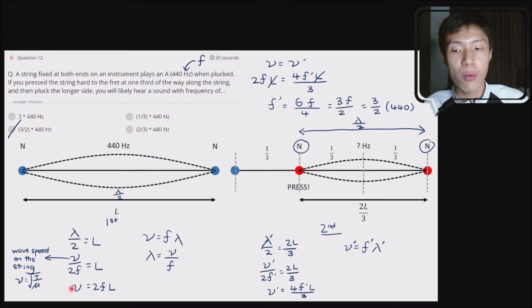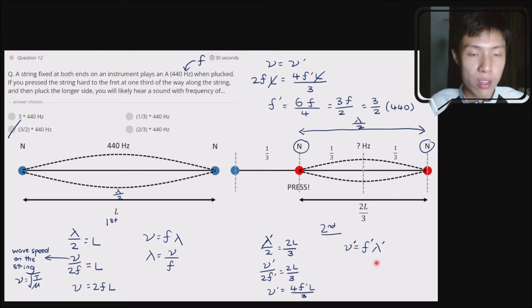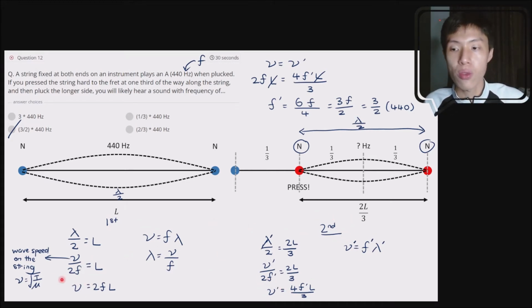Then I put v on one side, leaving everything on the other side. I do it for the first situation, and do it for the second situation. Then I compare the wave speed, because I know that they have the same tension and same mass per unit length. Once I compare it, I can see the relationship between the new frequency and the old frequency. Okay, so that's how you can solve the problem over here.